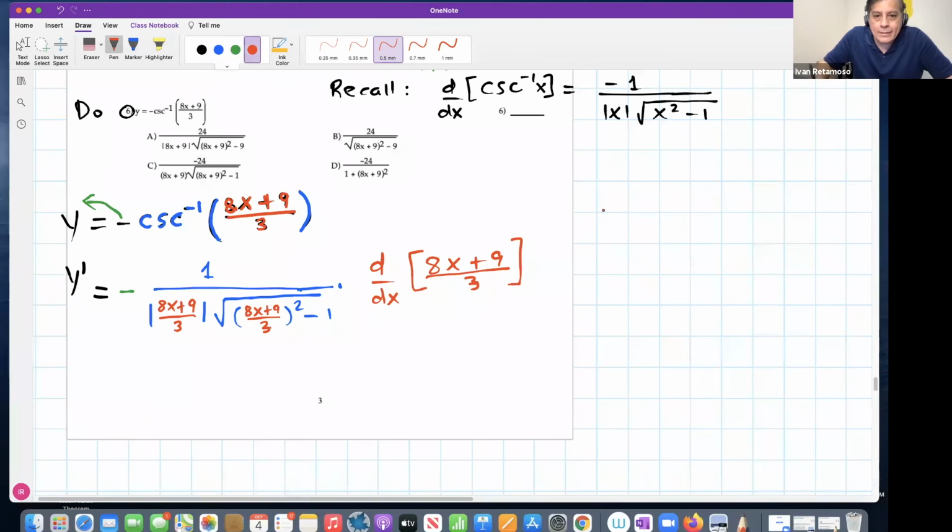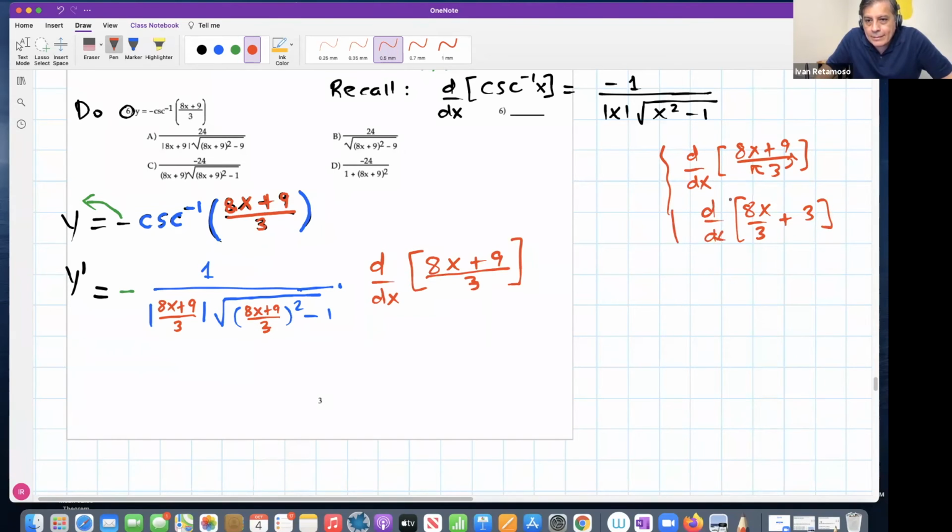Sometimes students, when we state that this derivative is 8 over 3, ask why is that? Well, if you distribute the division, this is 8x over 3 plus 9 over 3, which is 3. So when you take the derivative, indeed, this is the one that matters, 8 over 3. The derivative of this is 0. So this whole thing is 8 over 3.